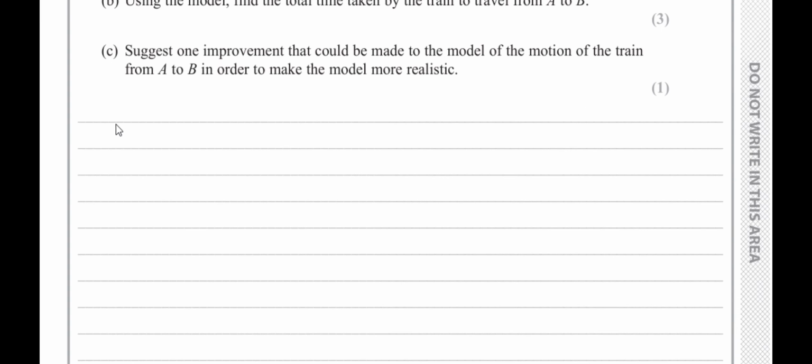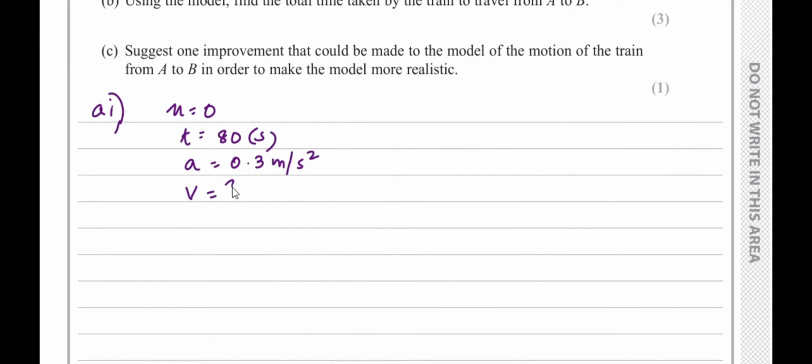Okay, so what we do here is, using the available information, we write a SUVAT equation. So what information do we have? u is equal to 0. We have t is equal to 80 seconds. We have acceleration is equal to 0.3 meters per second squared. And the question is asking us the constant velocity, that is the constant velocity after it has traveled for 80 seconds. So we can put that into an equation.